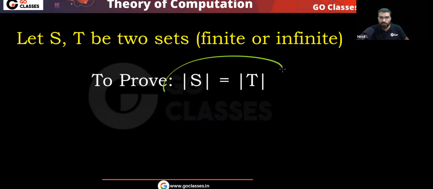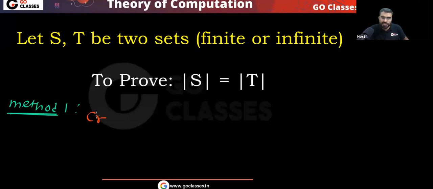Now, finally, how can you prove this? If I want to prove that S cardinality is equal to T cardinality, what are the different ways? What is method one? Method one is to create a bijection. Yes or no?